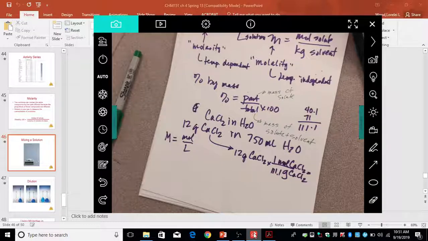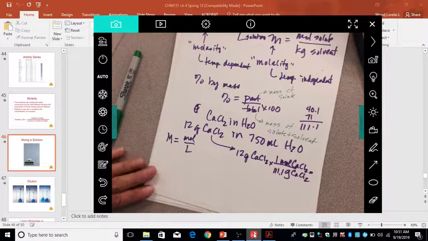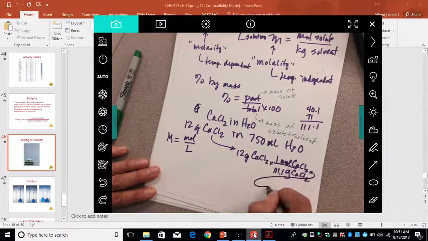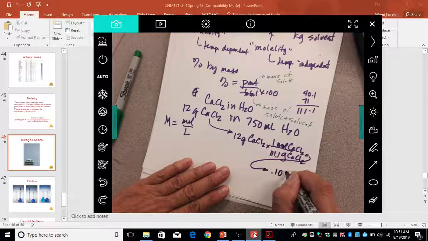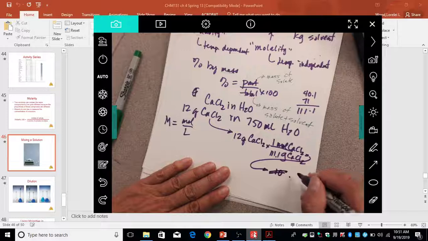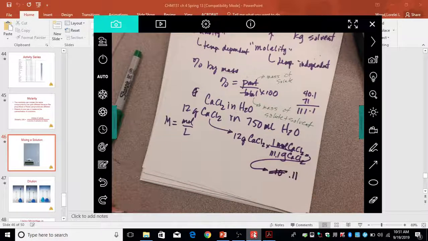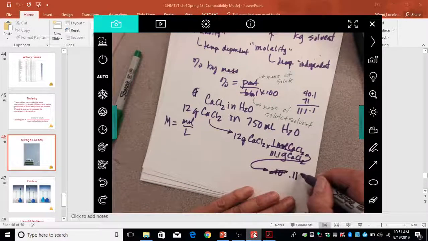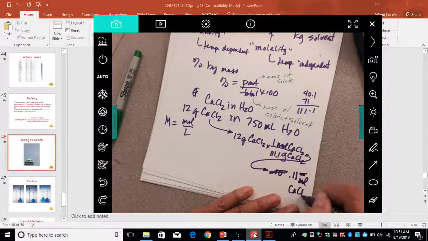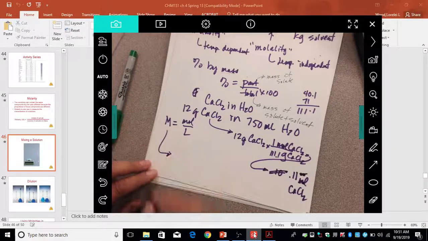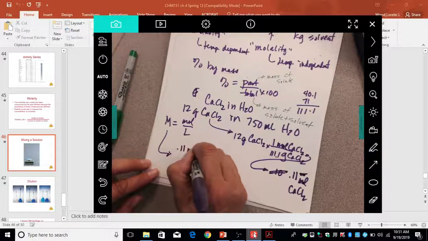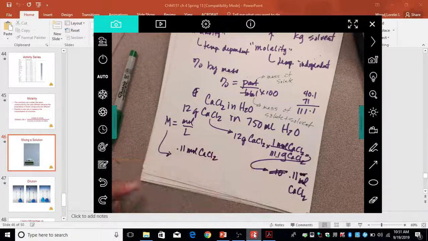All right, what's 12 divided by 111.1? Somebody with a calculator. Point one oh, or point one one, if you're rounding first. Okay, so 0.11, good sig figs, 0.11. And what are my units here? Moles of calcium chloride, so far. But that's not my concentration, is it? No, because molarity is moles per liter, so I got the moles now.